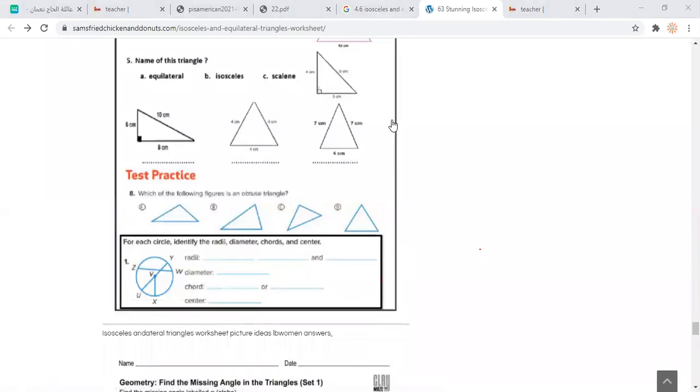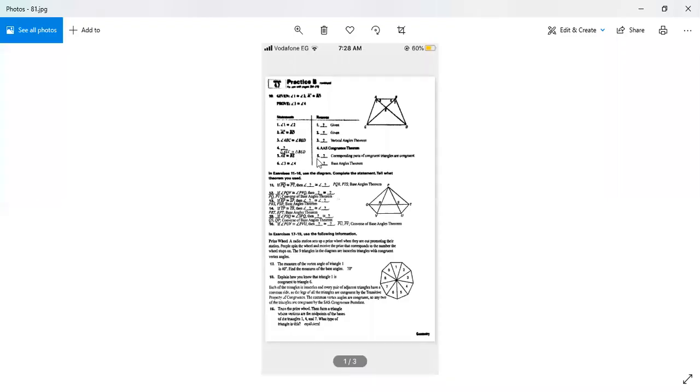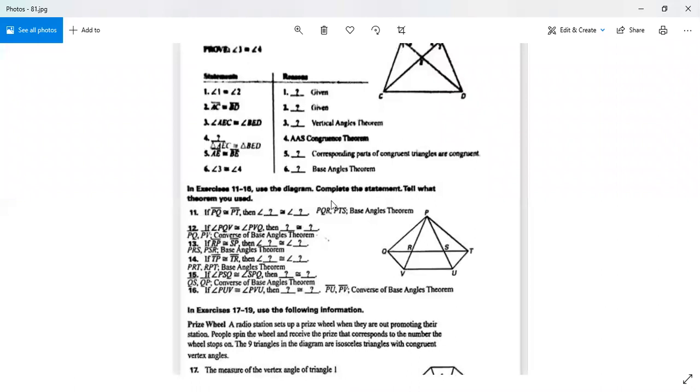Please open your workbook, page 81. Did you open it? Yes. Okay, so this is page 81 in your workbook. Not this one, it's this one. Okay, question number 11.